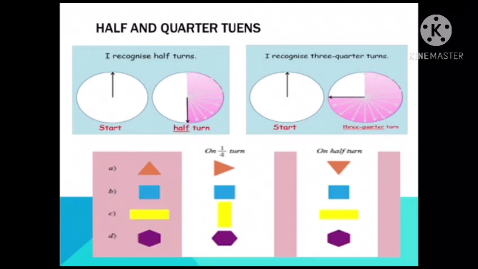If you see the first one, a triangle is given. If it is a 1 by 4 turn, that means quarter turn. Quarter turn means it will turn only a quarter. Like the peak at the top, when it turns a quarter, it goes to the right. When it's half, it is a complete half, so the triangle will face down. For a square, every side is the same, so it's the same picture. However it turns, it looks like a square itself.